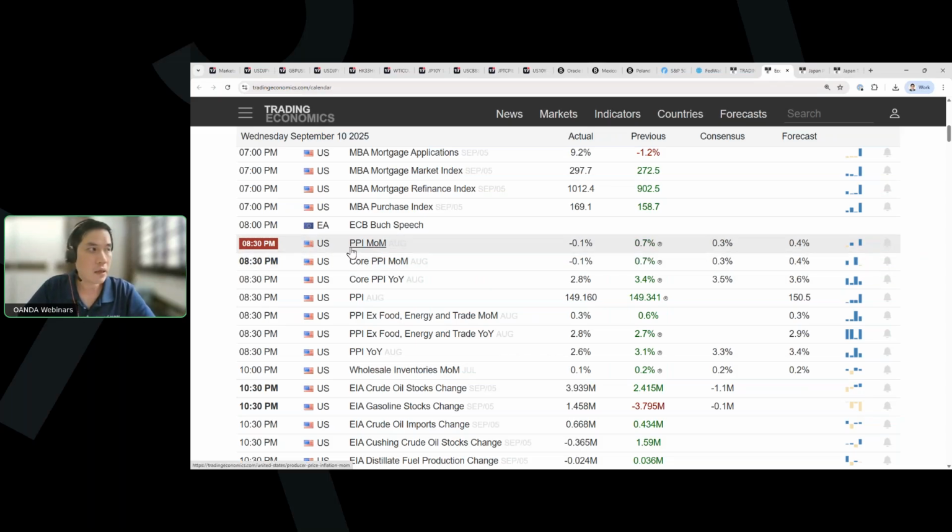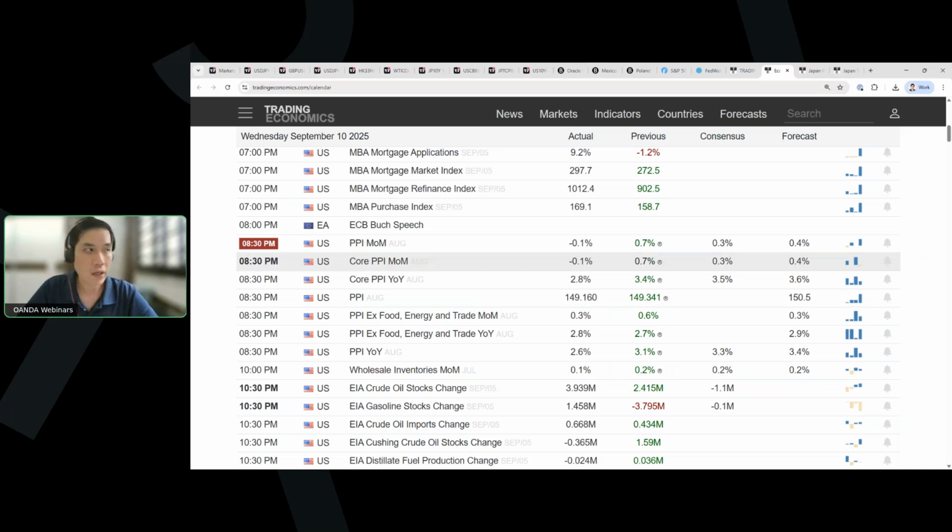So the headline PPI, including energy, came in way below what the market was expecting. The market was expecting a slight 4 basis point decline from the previous month's print of 0.7%, but it came in at 0.3%. And the previous month was also revised downwards. Previously it was reported at 0.9 and it was revised down to 0.7.